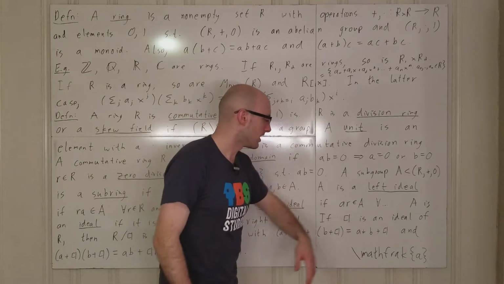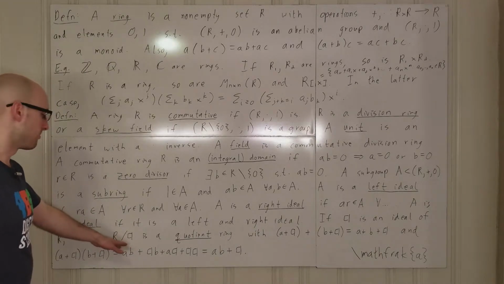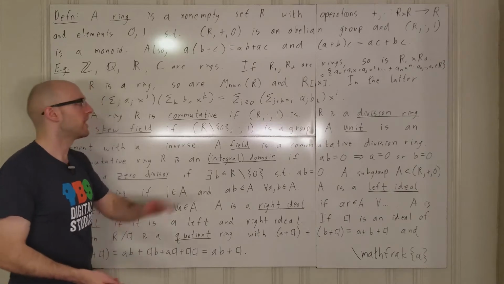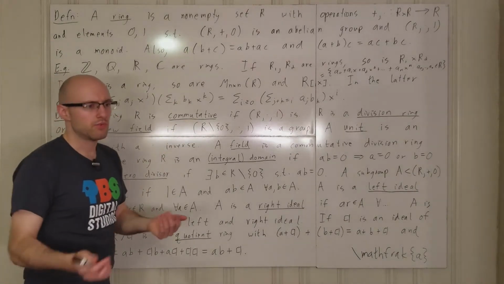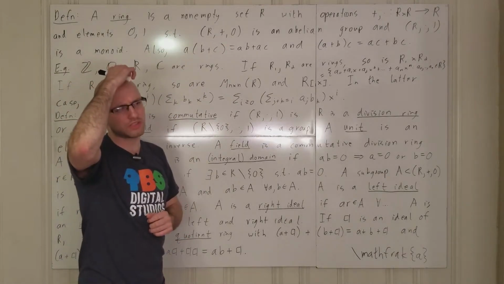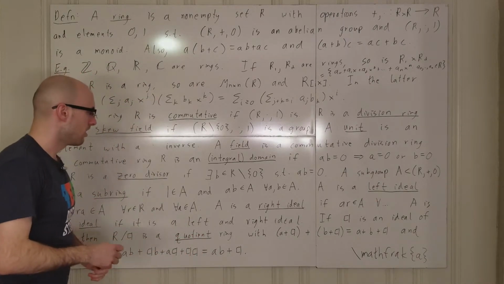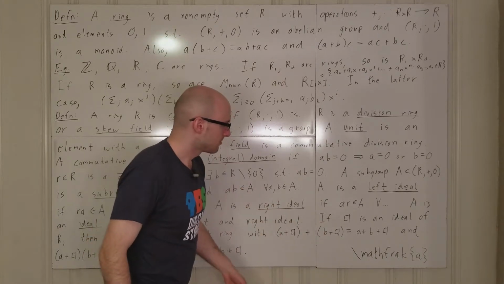So if A is an ideal, then we can form a quotient ring, R mod A. When we say quotient, we have to be careful because we've got two operations here. What we're quotienting with respect to is addition, which makes sense because that's the only one that's a group, so that's the only one where we really know how to take quotients. So addition just works like this.